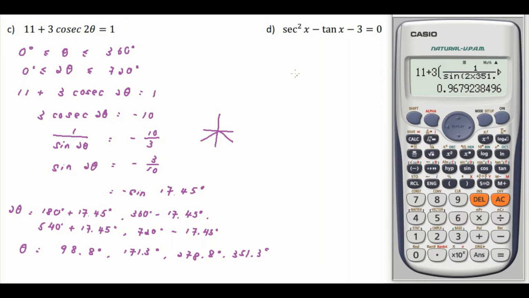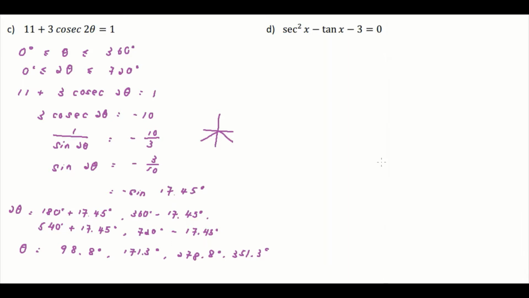Alright, okay, so let's move on to D. So secant square minus tangent x minus 3 equals to 0. So when you look at this question, you can see that you have 1 secant, then you have 1 tangent. So it's the same thing like when we have an equation which you have x and y, then definitely you can't solve it because you have 2 variables. So that's why we need to change one of them into the other thing.